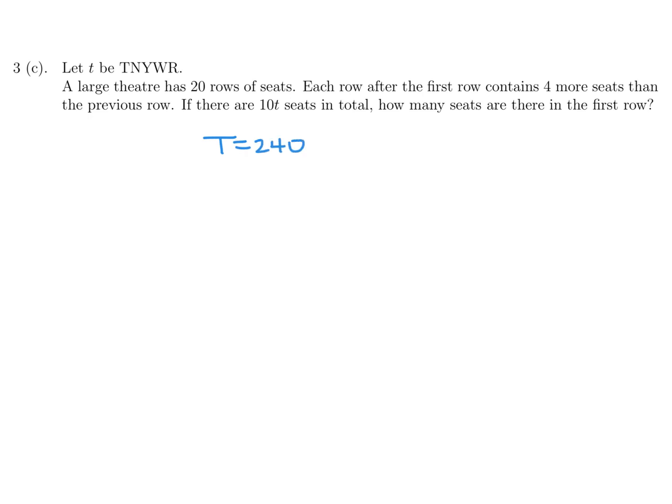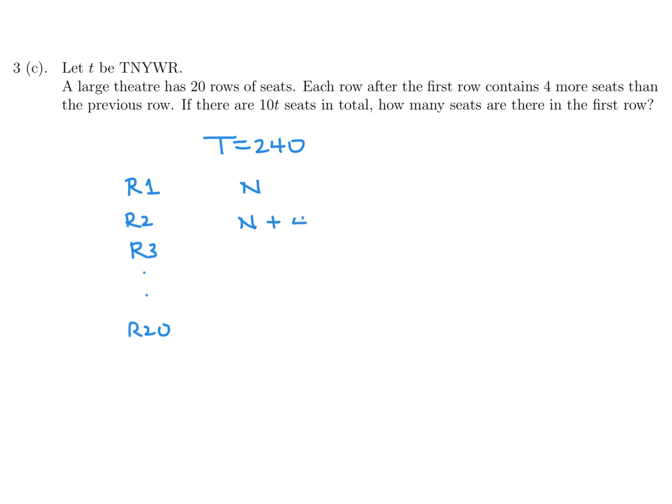A large theater has 20 rows of seats. Each row after the first row contains 4 more seats than the previous row. If there are 10t seats in total, how many seats are there in the first row? We have row 1, row 2, row 3, and all the way down to row 20, correct? And let's just say the first row has n seats.